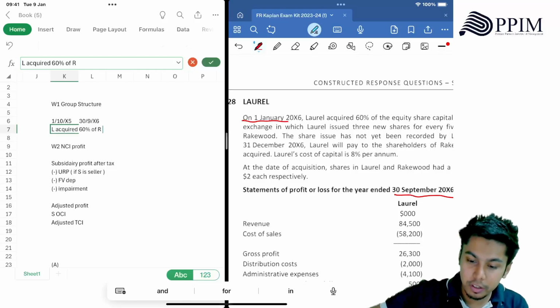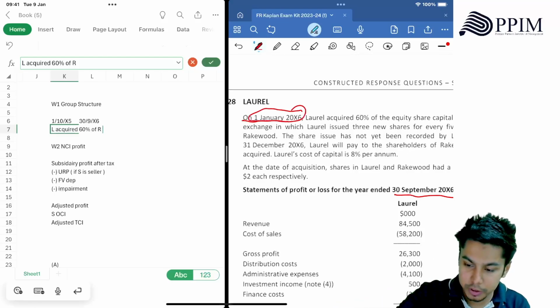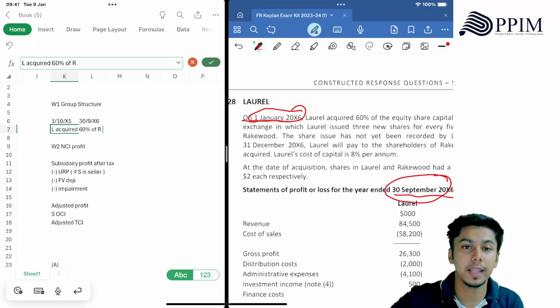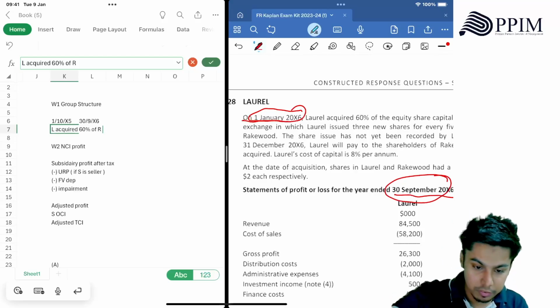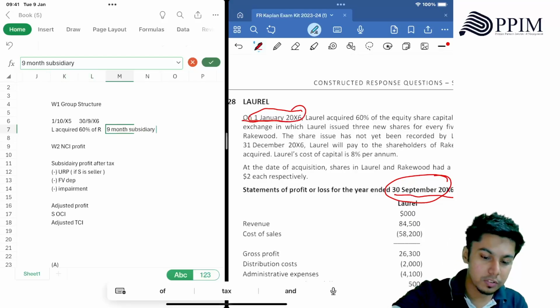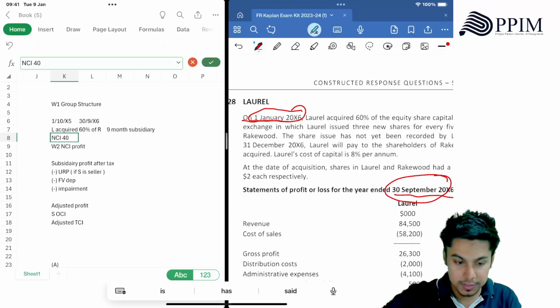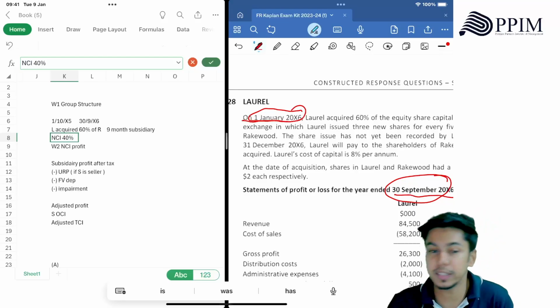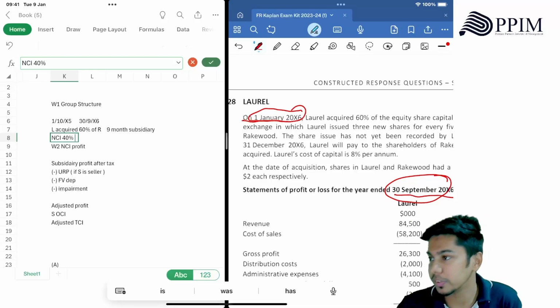Now guys, they are buying in January. Can you see here? When you buy in January and the question is for September, how many months are there? Only 9 months during the current year. So this becomes a 9-month subsidiary. Also, on the other hand, note there is an NCI of 40%. Are all okay with that part?